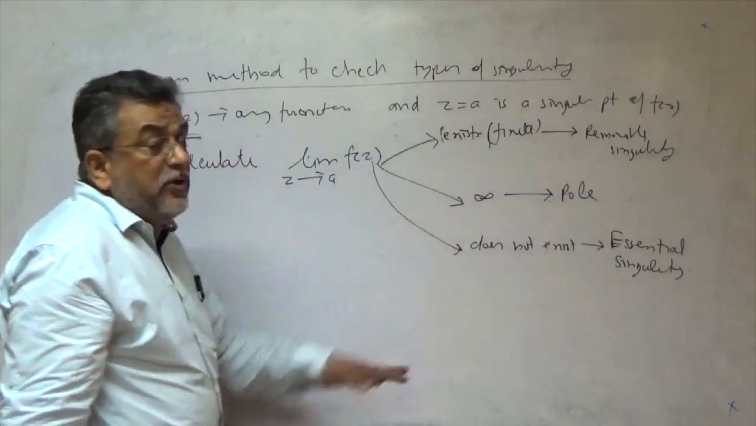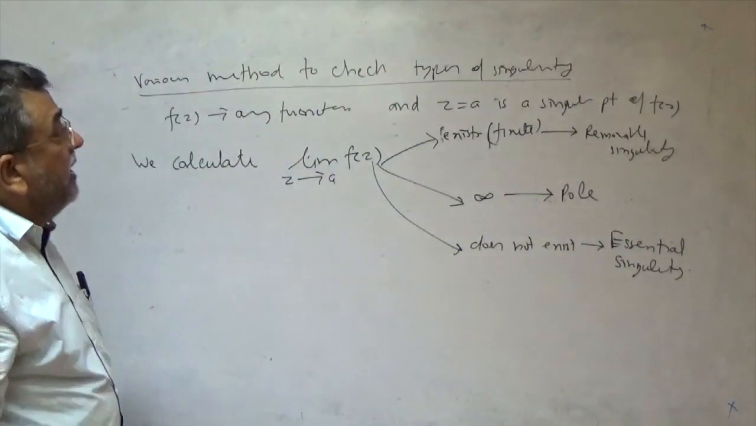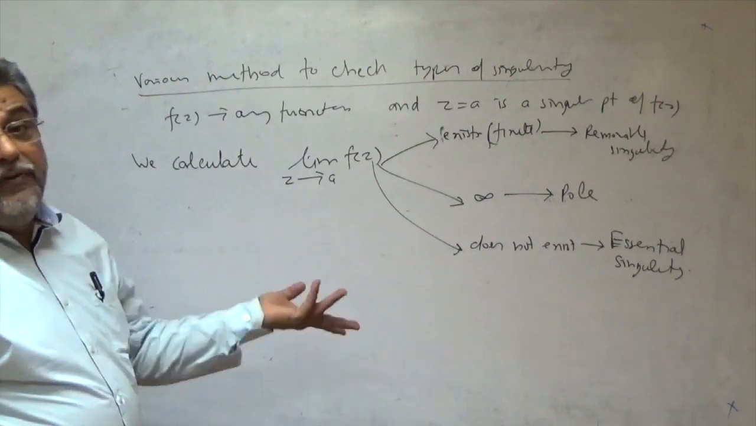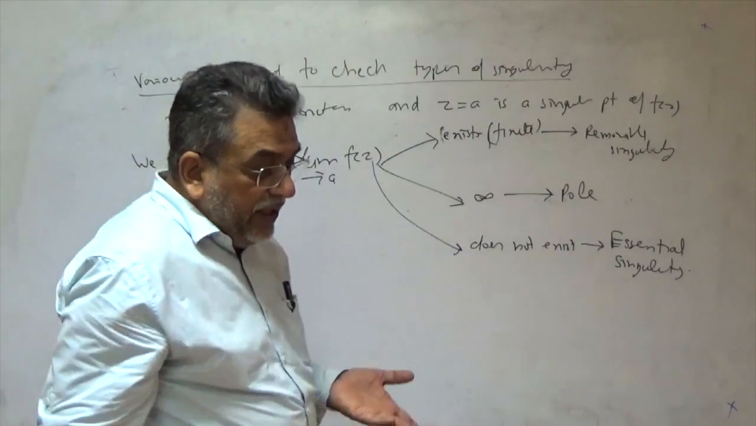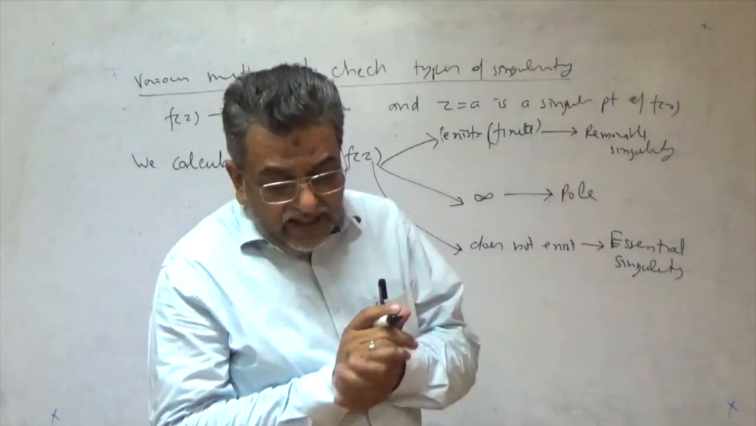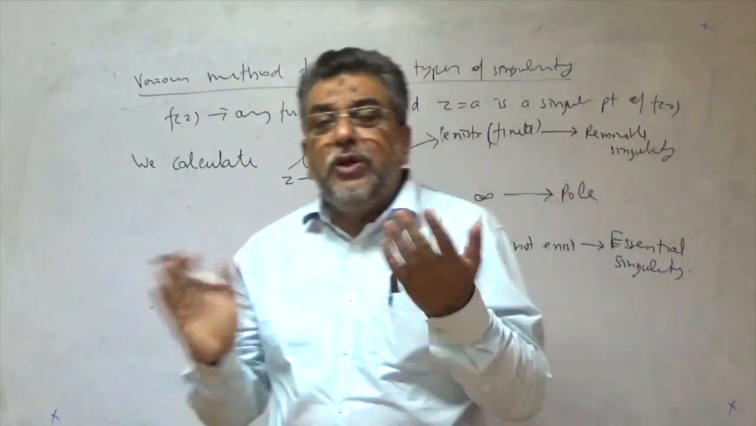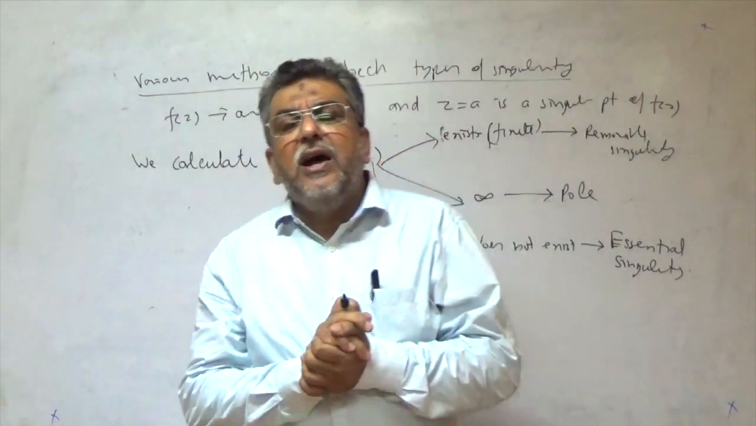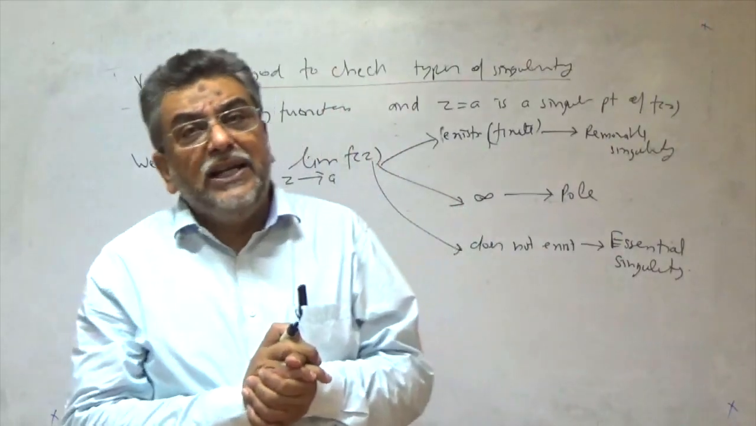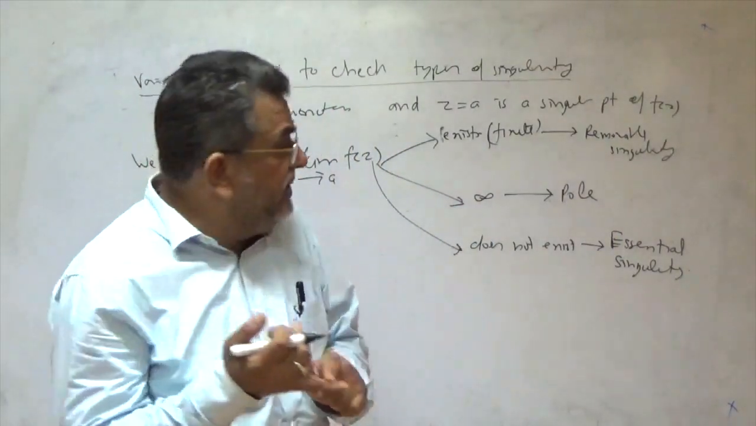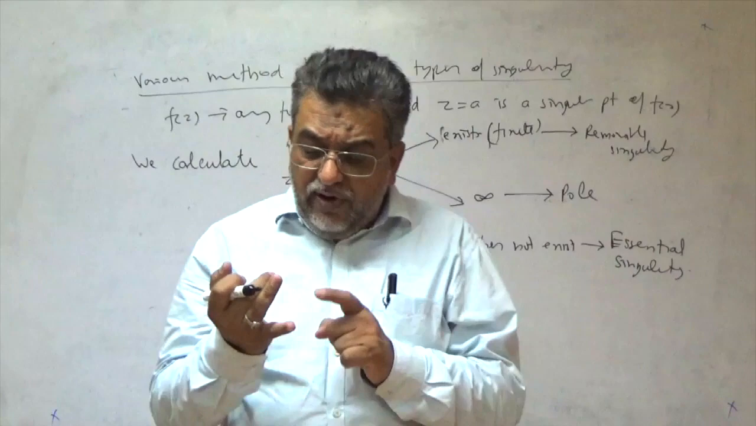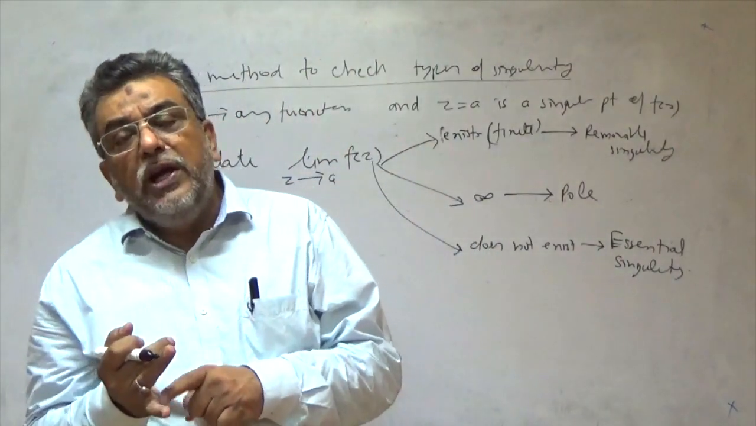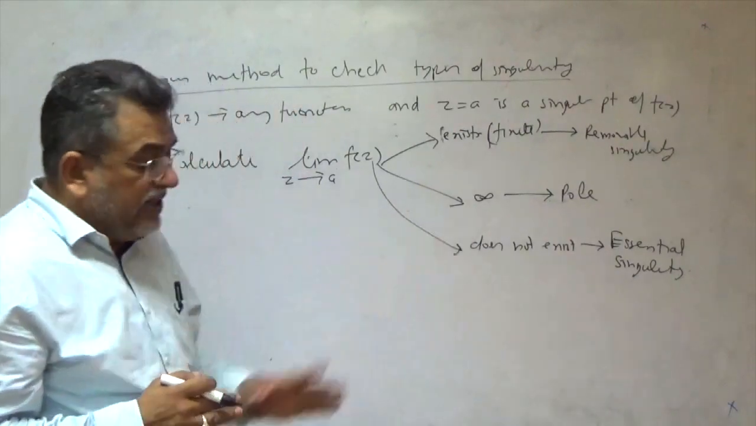Right? These 3 possibilities are another method by which we can detect the type of the given singularity. If a function and a singular point are given, simply we calculate the limit of the function at that given point. If the limit exists, then it is a removable singularity. If the limit is infinite, tending to infinity, then it is a pole. If the limit does not exist, then it is an essential singularity.